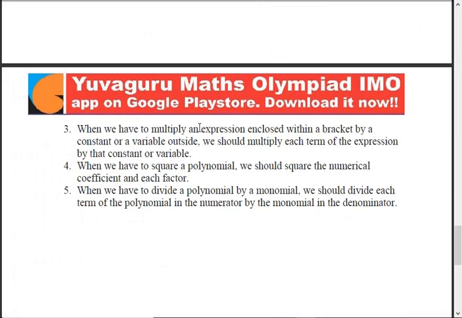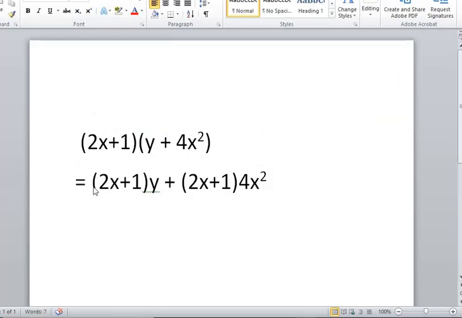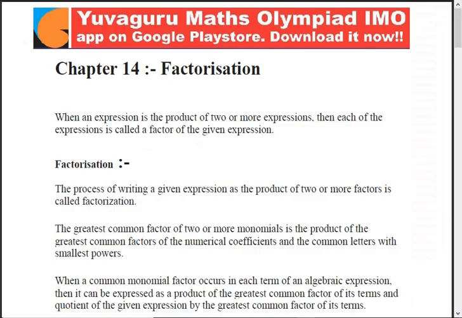When we have to multiply a given expression enclosed within a bracket by a constant or a variable outside, we should multiply each term of the expression by the constant or the variable. It's like this. See this, 2x plus 1 into y plus 4x square. If you have to multiply 2x plus 1 to both the factors over here, then you should multiply with each term: 2x plus 1 into y plus 2x plus 1 into 4x square, right? So that was a theory on factorization.